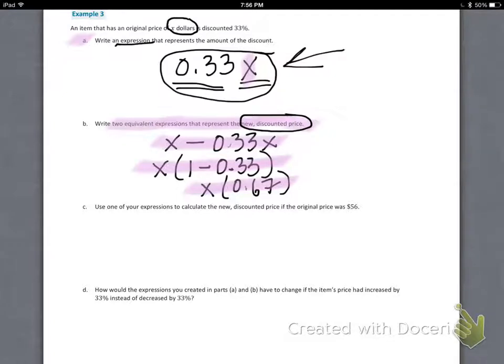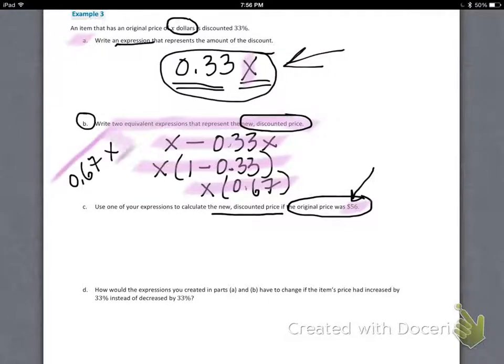Next task here, the C, it says use one of your expressions to calculate the new discounted price if the original price was $56. So now we have an actual numerical value here of $56, and we can plug that into our expression. Now one expression we didn't mention up top here, B, would actually be 0.67x. That's probably the most useful and popular expression we could actually use.